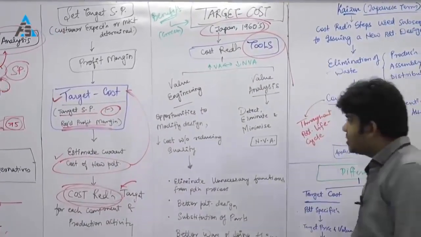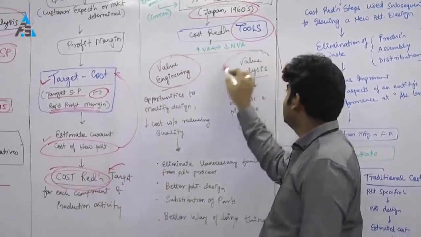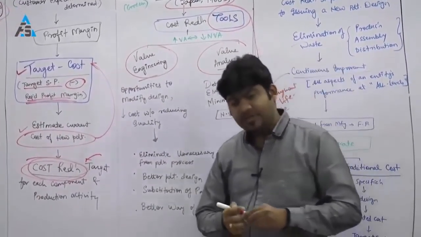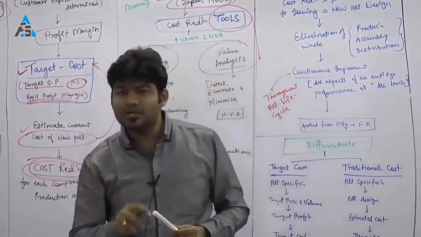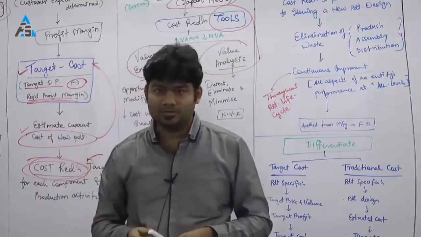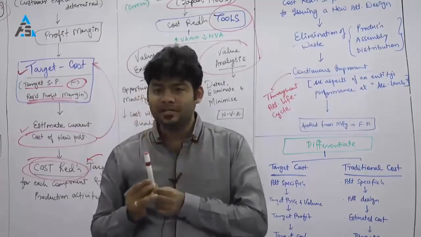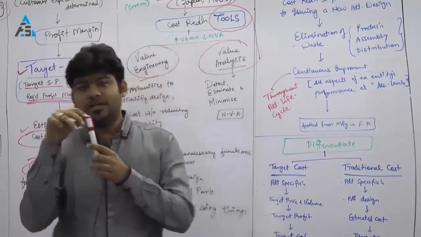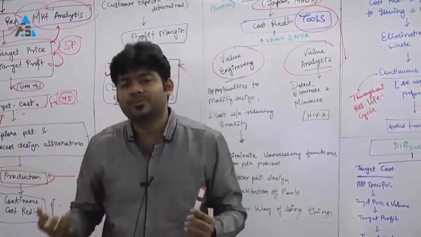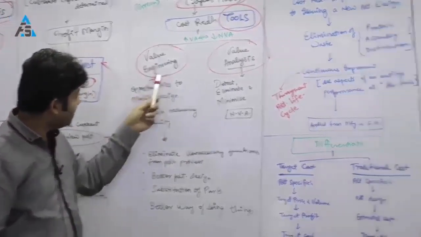So here cost reduction tools is divided into two aspects. One is value engineering and the other is value analysis. What is value engineering? Value engineering means designing your product in such a way that unnecessary things are taken out from the product. So say for example, there is a pen. Now this pen has certain elements in it. There is one element which is there, but even if it is not there, it is not adding value, plus it is not giving any extra customer satisfaction. Remove that element from your product design. So what is value engineering?